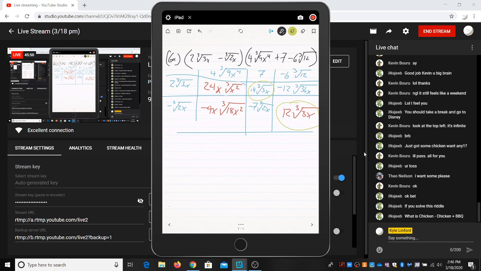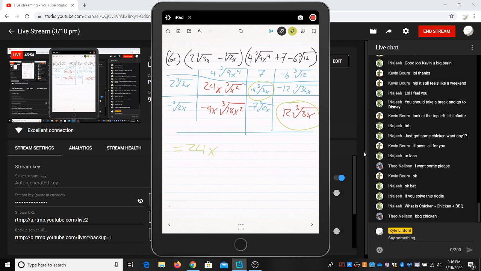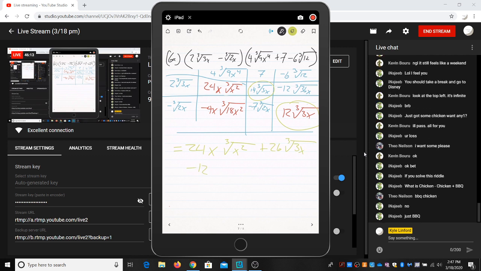So let's take 24x and the cube root of x squared. Let's add on, well, I guess we can combine these like terms together. 14 and 12. 10 and 10 make 20. 4 and 2 make 6, so 26. Cube root of 3x. Minus 12, cube root of 36x. Minus 4x, cube root of 18x squared. And then minus 7, cube root of 2x.